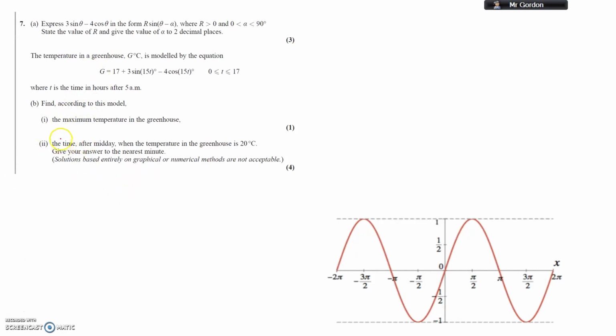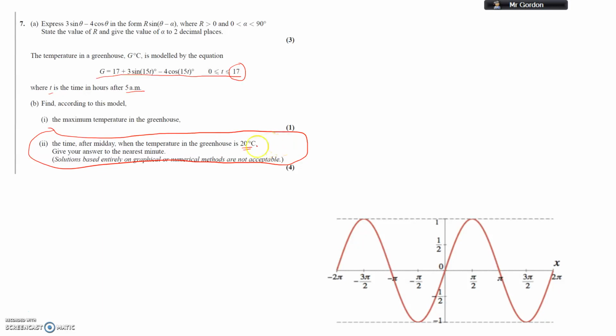So we are looking at this part here. It says we've got the model that we are going to use for this greenhouse temperature thing. When the temperature in the greenhouse is 20 degrees, what time of day is it? And it has to be after midday. The question is saying that T starts at 5 o'clock in the morning and it won't exceed 17 hours after that. The model runs from 5 o'clock in the morning plus 17 hours.